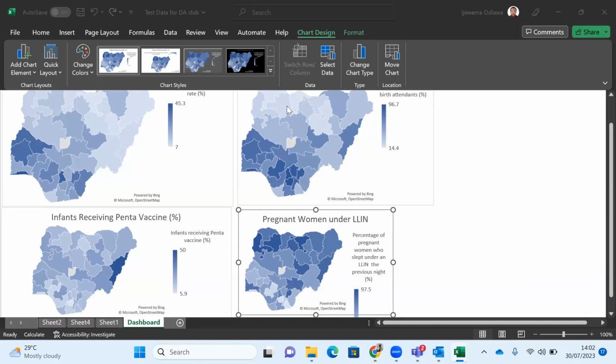Sorry, we are creating scorecards for each of our states. So what state are you from? Edo State. Proudly from Edo State. Thank you. Good afternoon, everyone. So let's see Edo State's score.